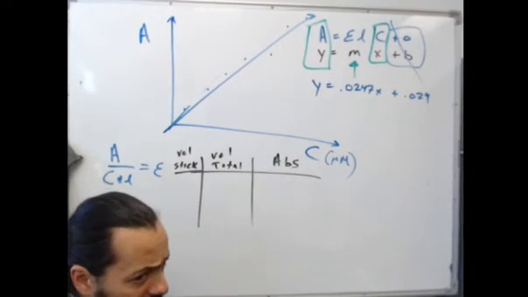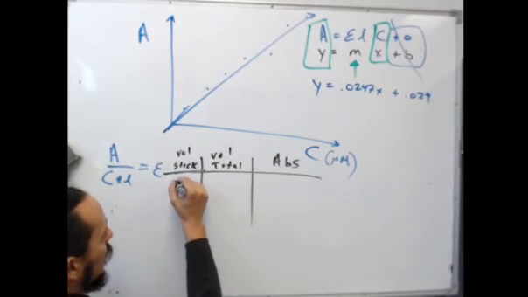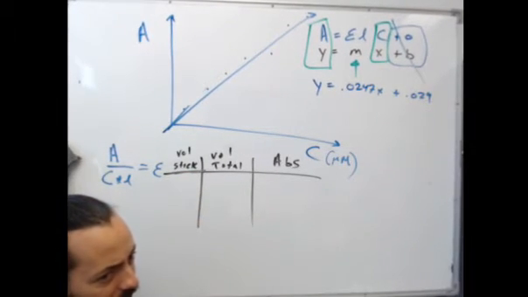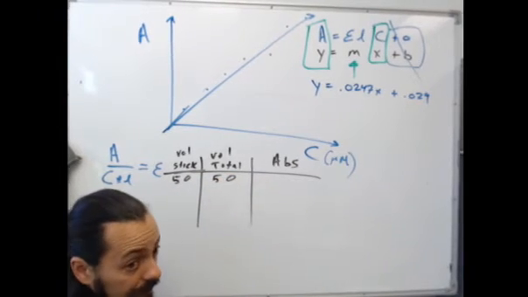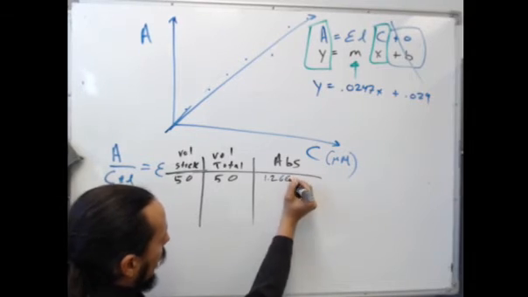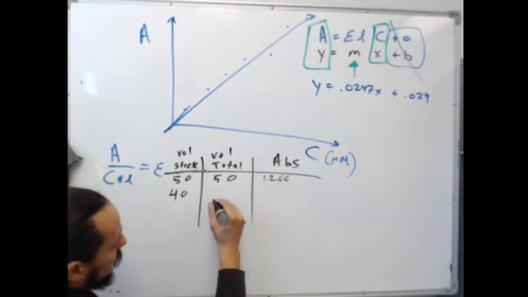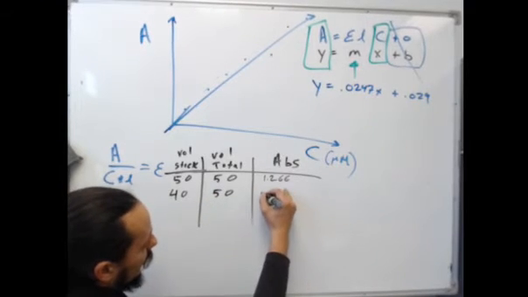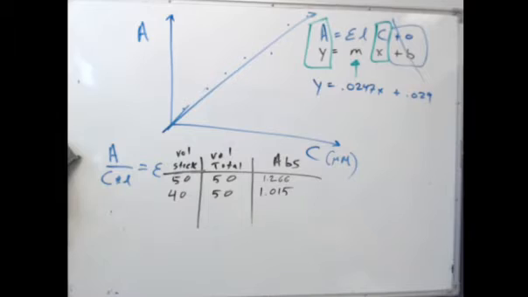So what's the first data point? Let's just get the first line of information. Volume stock is 50, total volume is 50, and the absorbance is 1.266. What's the second one? 40, 50, and 1.015.